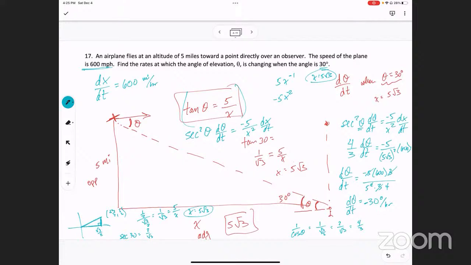I don't know if you want to say negative 30 degrees per hour. Well, it should be positive because the angle of elevation is going to be bigger. So I think it's going to be a positive change, not a negative. Maybe this should have been a negative 600 miles per hour, but it makes more sense that it would be positive, because as the plane gets more over your head, that angle of elevation is going to be bigger. So 30 degrees per hour, I believe, is the answer.